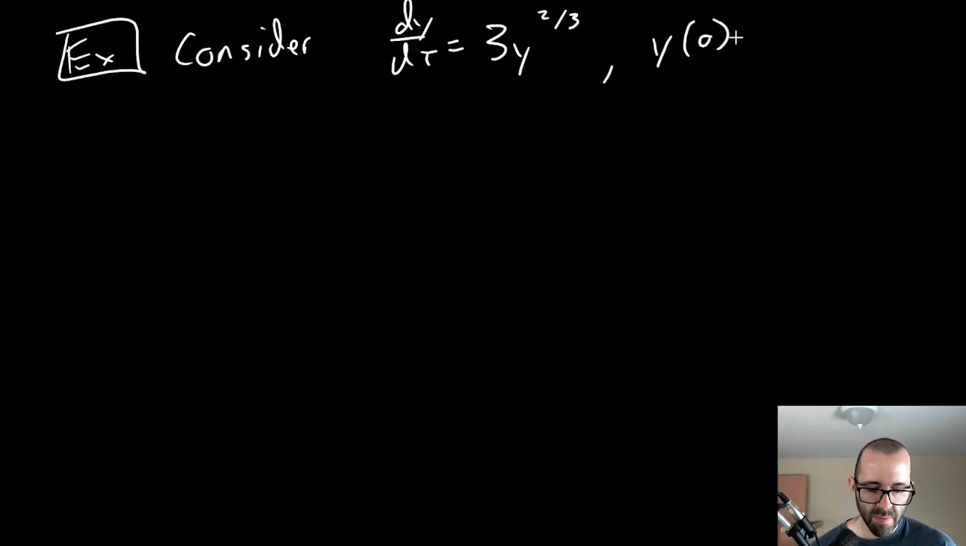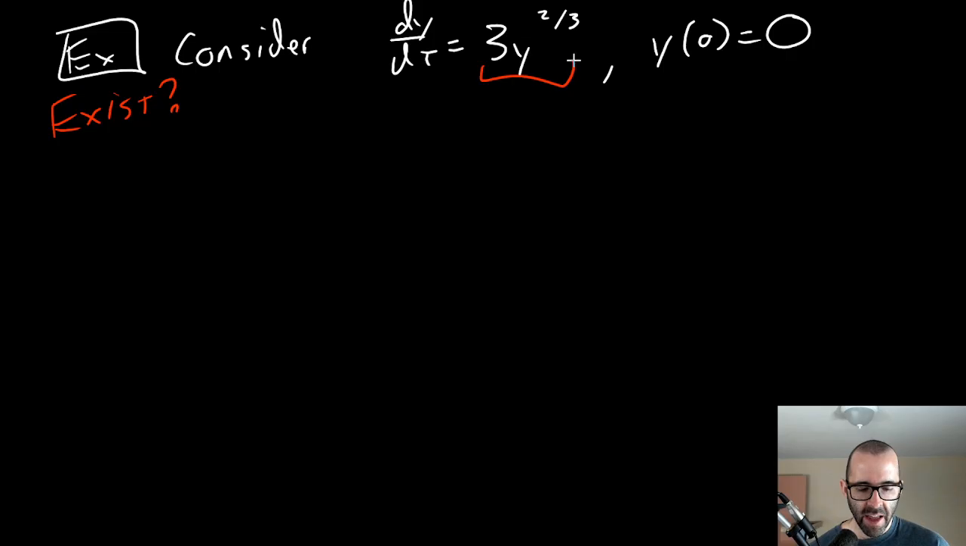But let's see what this might look like. How can we use this existence and uniqueness theorem? It's going to have us consider dy dt equals 3y to the 2/3 power, and our initial condition, a very common one and also very simple: y of 0 is equal to 0. So does a solution exist? Well, we can find that out by saying this is our f of t comma y.